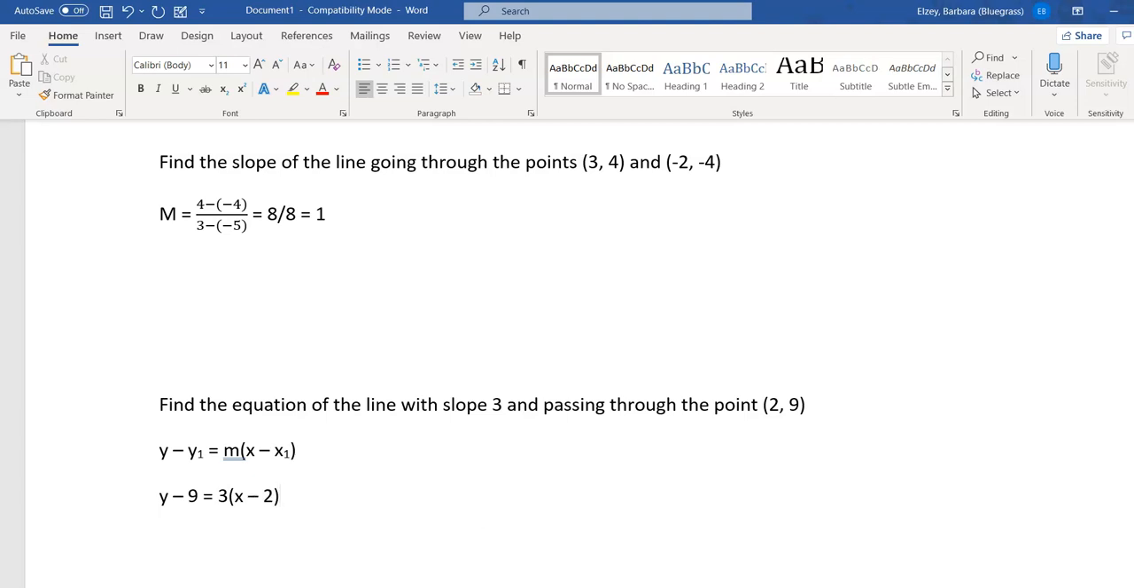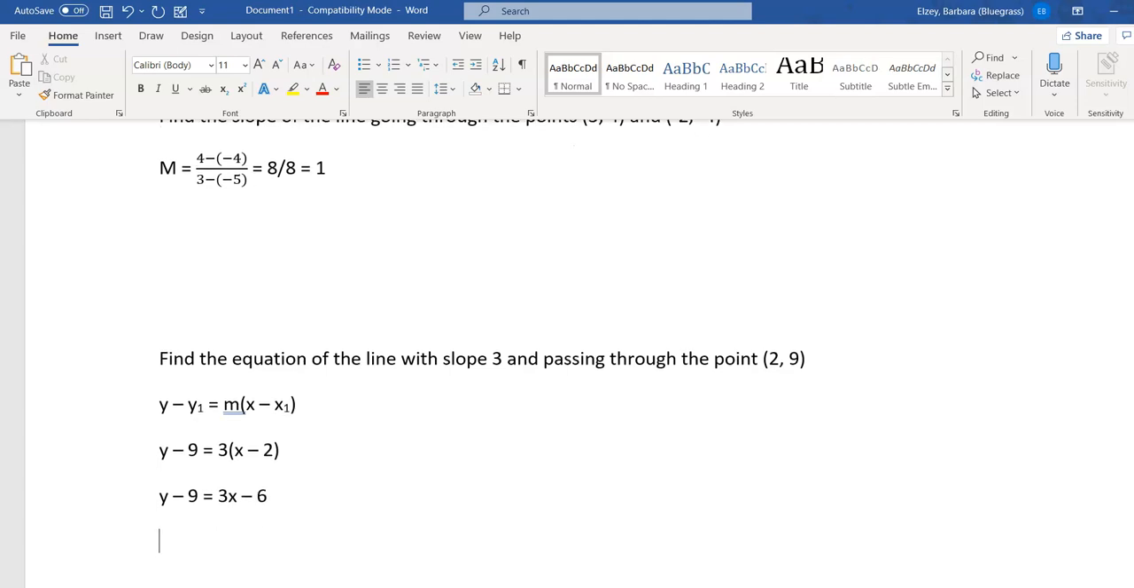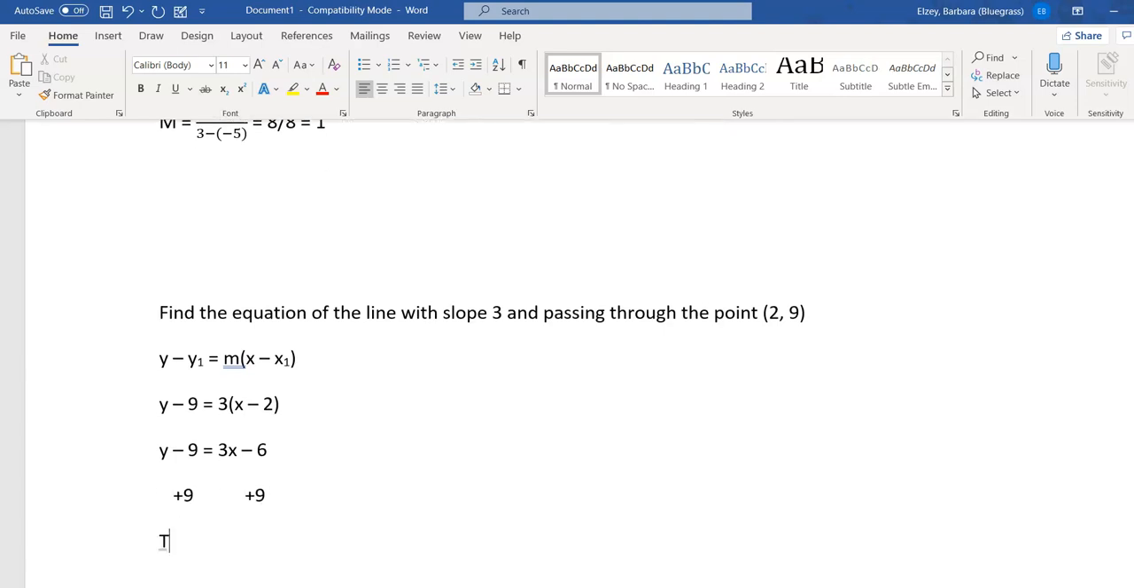And then we want to put this in slope-intercept form. So to do that, let's distribute the 3. That gives us 3x minus 6, and let's move the 9. So I'll add 9 to both sides, and that will give me y equals 3x, and -6 plus 9 will be plus 3. And we have that now in slope-intercept form.